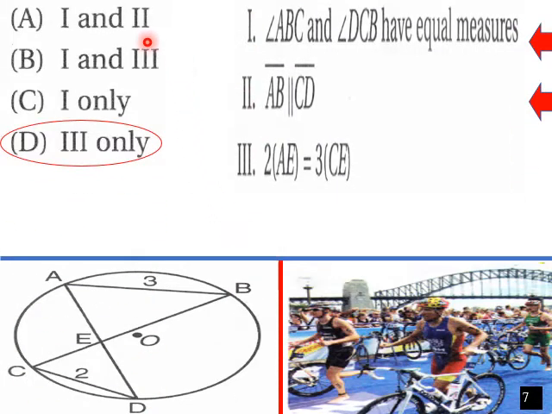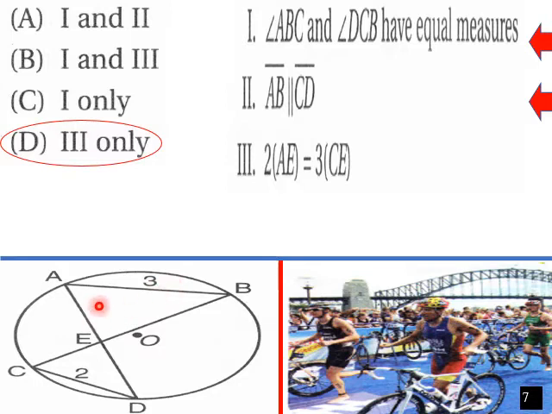Okay, so angle 1 and 2, 3 only, so it would be 3 only. 2 times AE equals 3 times CE, because this measure here is 3 and this measure here is 2. And so there is your ratio right there.